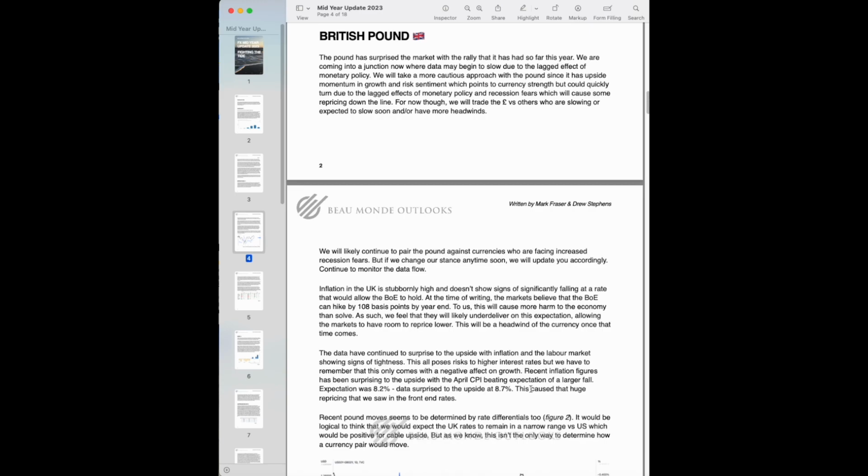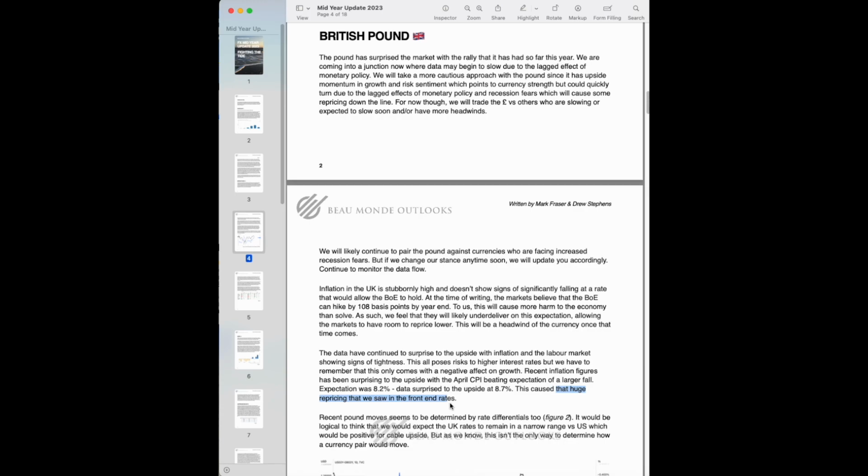And of course, we saw inflation upside surprising at 8.7, expectation was 8.2, and this caused a huge repricing in the front end. So we saw that massive gilt 2-year yield push really hard. Obviously gilt 2-year bond prices pushing lower pushes yields higher.